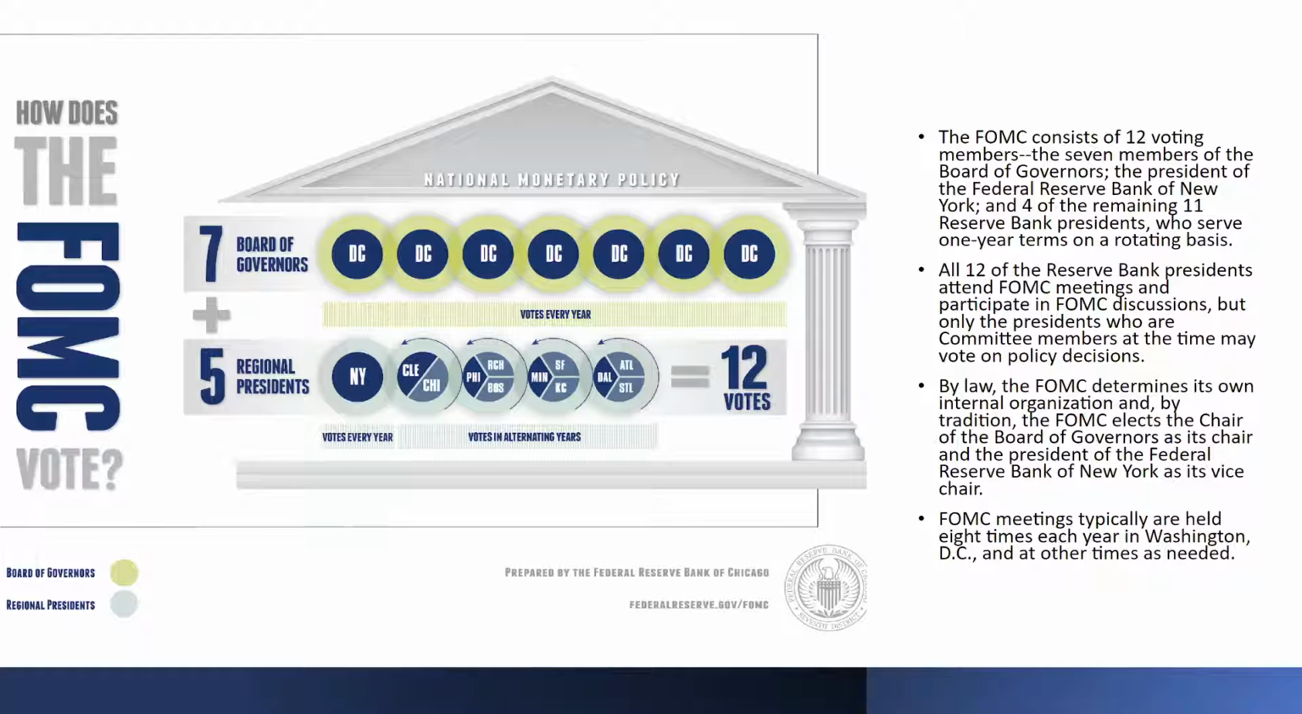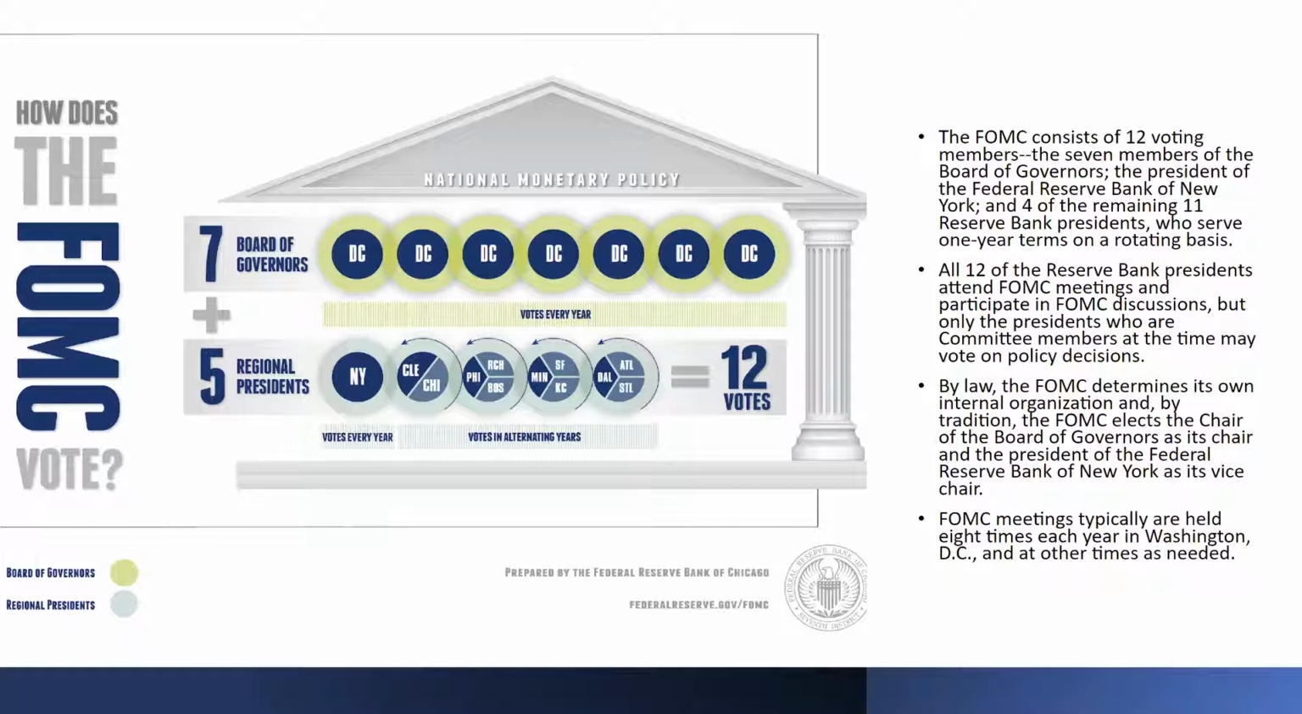So all 12 of the Federal Reserve presidents attend the FOMC meeting, and they participate in the FOMC discussions, but only the presidents who are committee members at the time can vote on policy decisions. So you don't get a vote if you're one of these 7. However, you still get a voice, okay? You just don't get a vote.